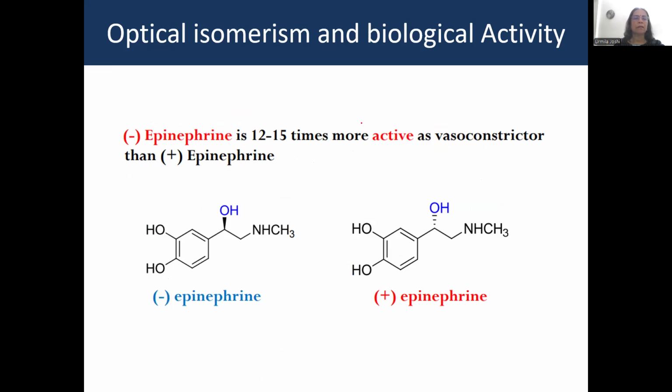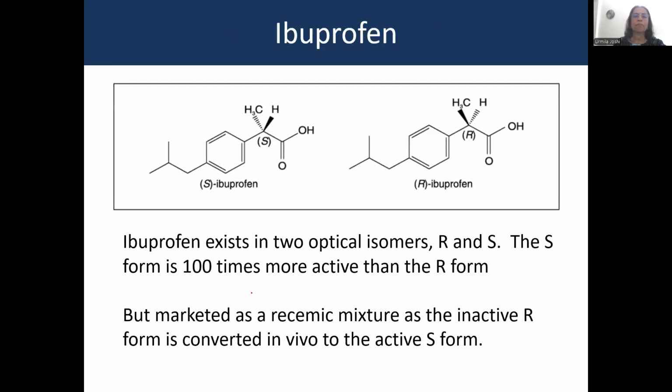Another example is epinephrine. Minus epinephrine is 12 to 15 times more active as vasoconstrictor than the dextrorotatory epinephrine. Okay, the levorotatory epinephrine is more active than the dextrorotatory. This is again because the levorotatory epinephrine can bind better with the receptors and so it shows better activity.